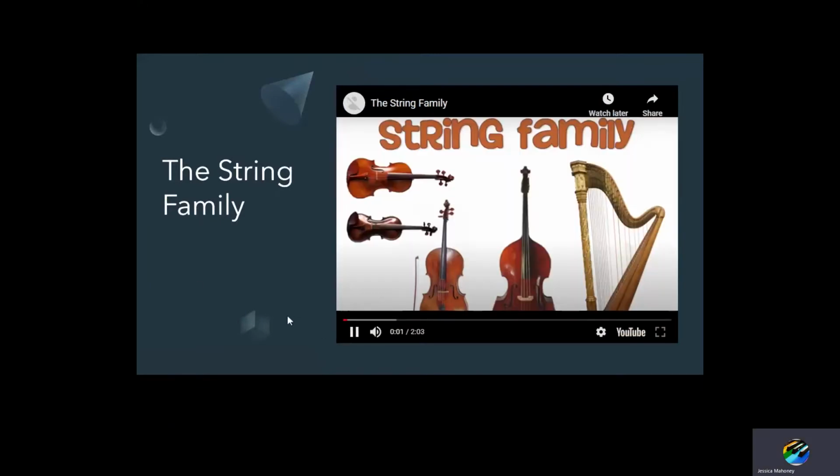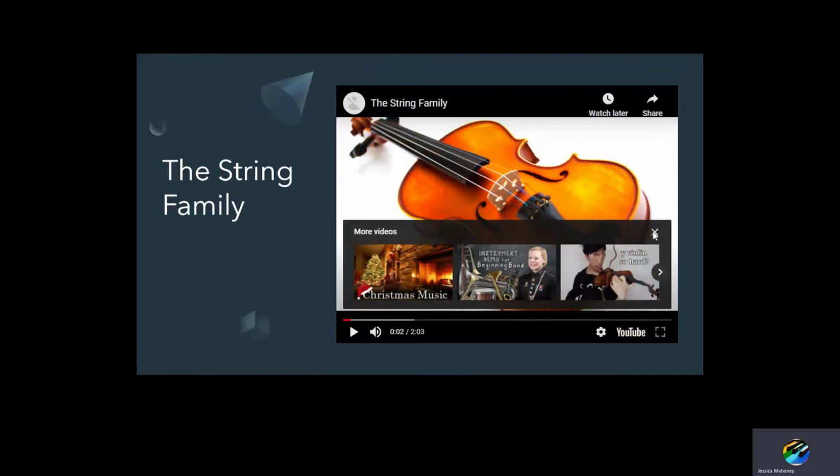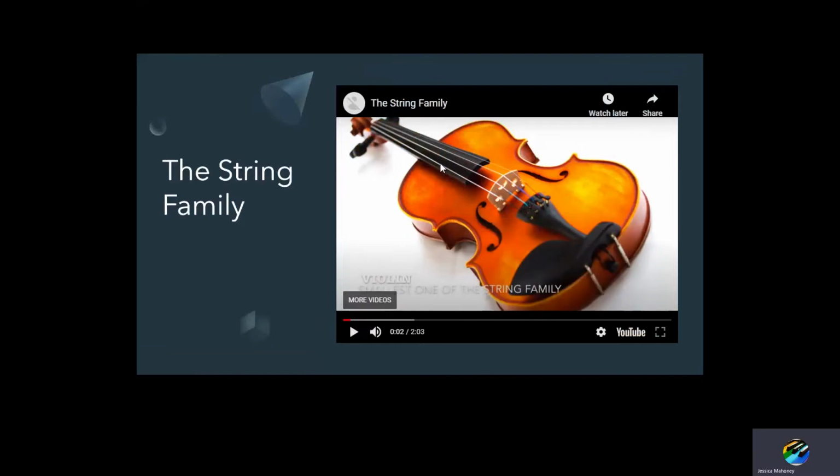String family, violin. Here is a violin. The violin is the smallest and the highest. It makes the highest, squeakiest sounds because the smaller an instrument is, the higher notes it plays. Listen to the violin.